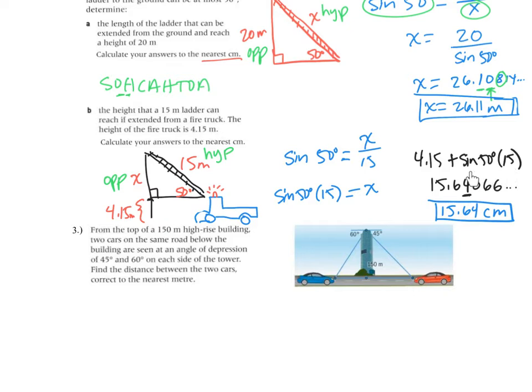Now, one thing I want to point out: when you use your calculator, if you type in your multiplication like sine of 50 times 15, make sure that you close the parentheses after the 50 degrees before you type in the times 15.